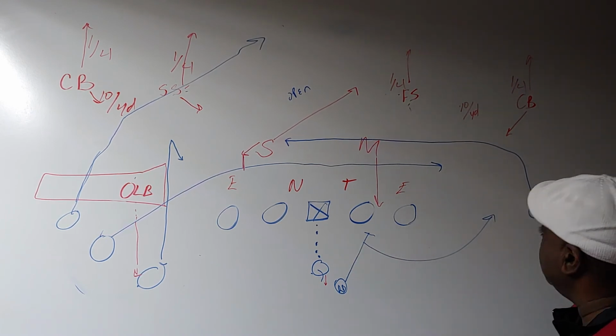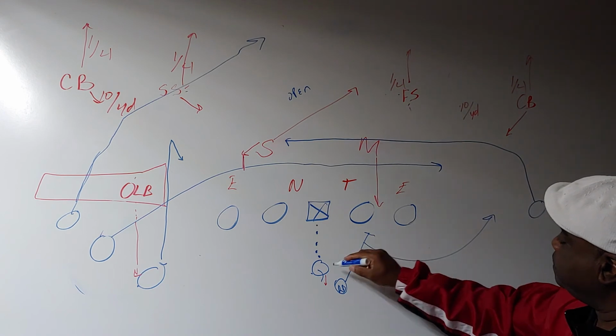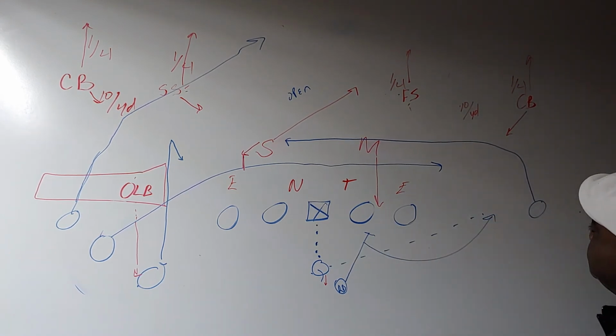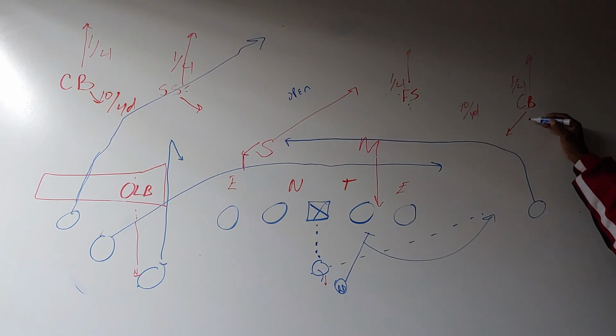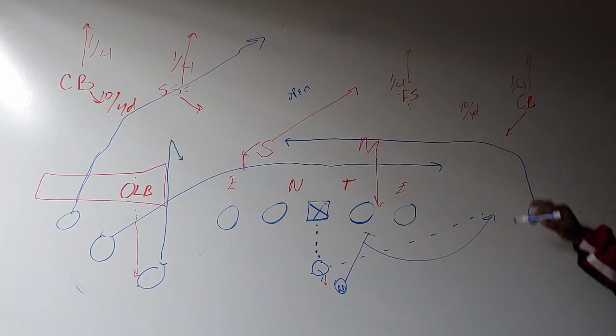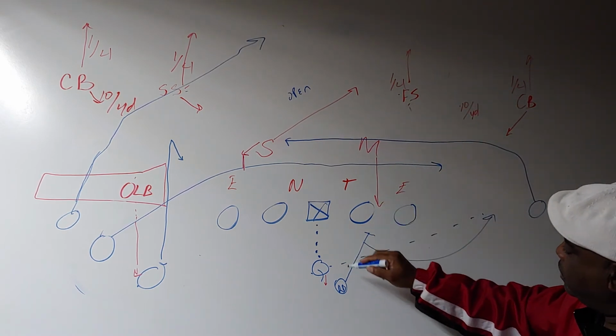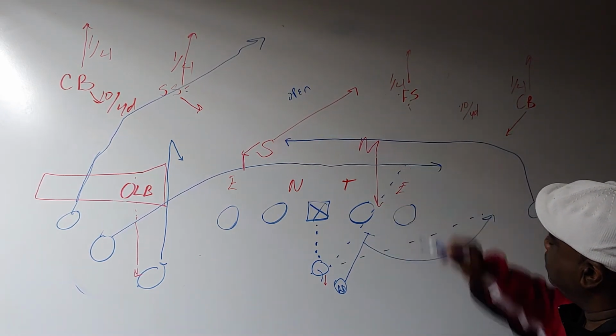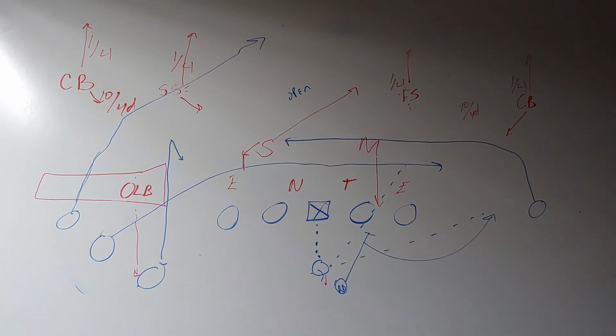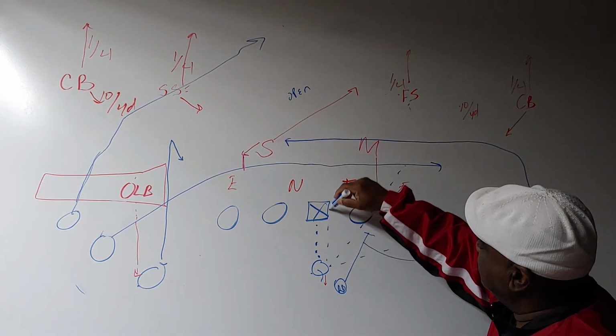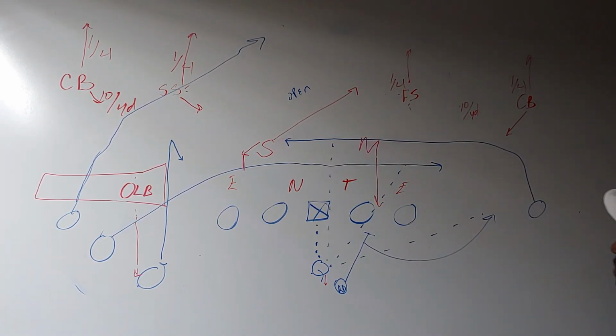you can always throw the ball. Make this guy have to come up and make the tackle. Or when that linebacker is gone, you can easily hit him right here, where that linebacker was. If the linebacker is gone, right there.